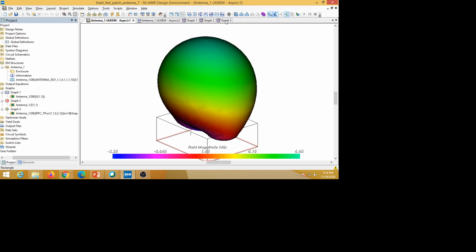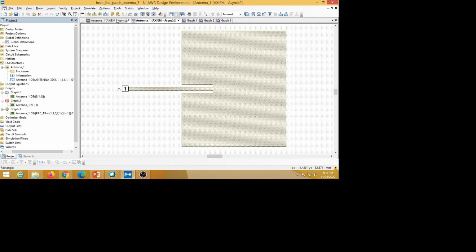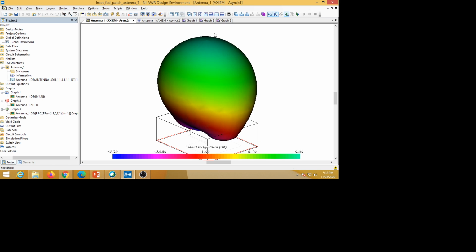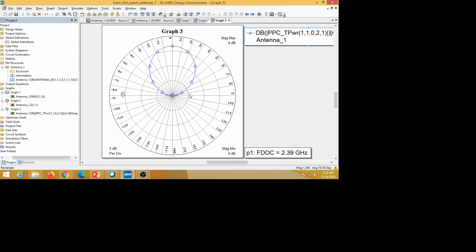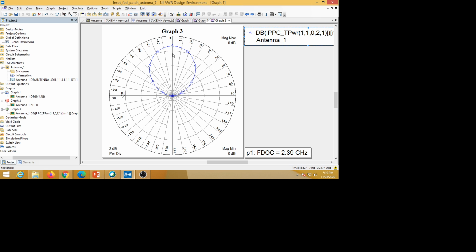See what you can observe here, up to this 90, this point is 90 degree. Below the structure there is no radiation because copper is there. So maximum radiation we got here along the z-axis, that is theta is 0 along the z-axis. Here we got a maximum.